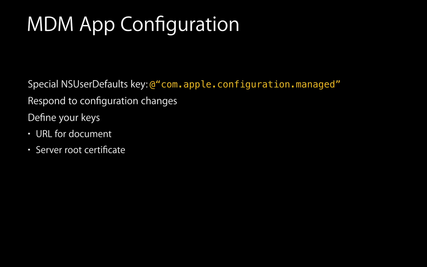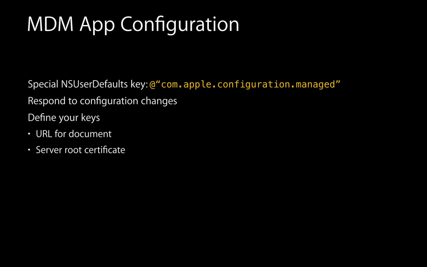All right, so let's talk a little bit about MDM App Configuration. You remember a few minutes ago, I talked about allowing an MDM server to configure your apps. Well, how do you do this? It's really very simple. All you have to do is to watch for the special key in NSUserDefaults: com.apple.configuration.managed. When you read this key from your NSUserDefaults, you get a dictionary that magically appears when this MDM server pushes a configuration down to your app. So the MDM server pushes down a dictionary, and you can access it using this key.